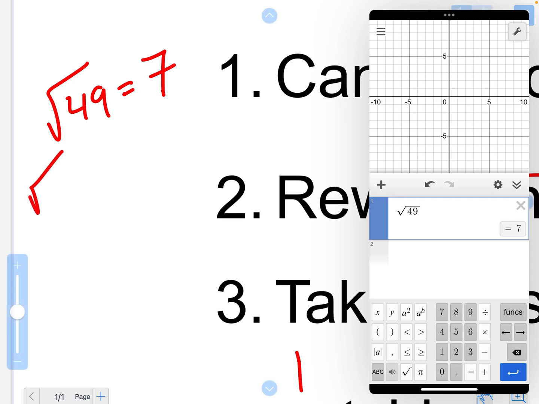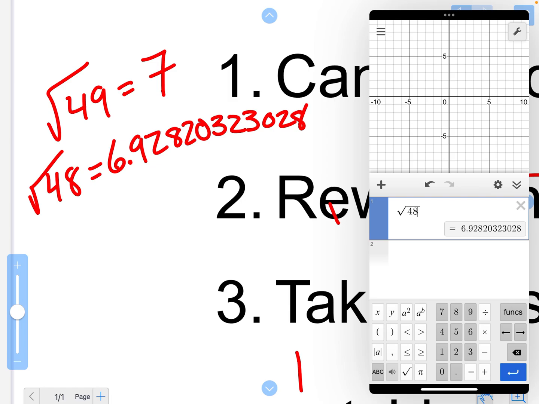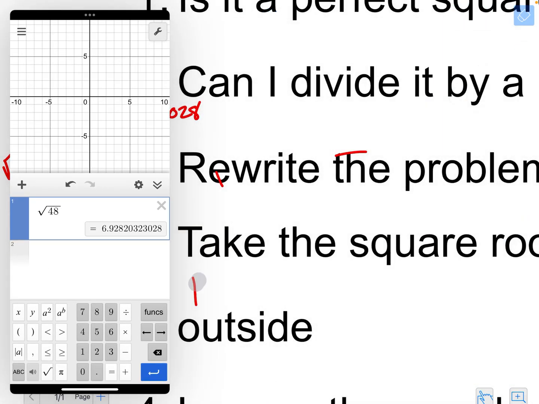But if we look at the square root of 48, it's not a perfect square, so we end up with this big, long decimal, 6.92820323028. We don't want to write those decimals. We would rather simplify it without having to do all of those numbers. So now we're going to work on how we simplify radicals.